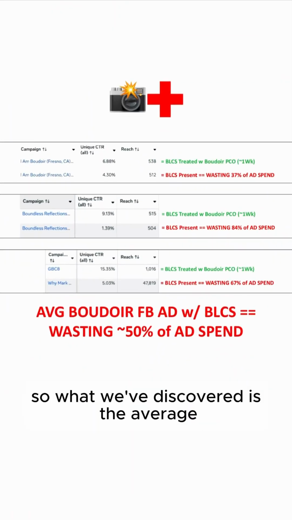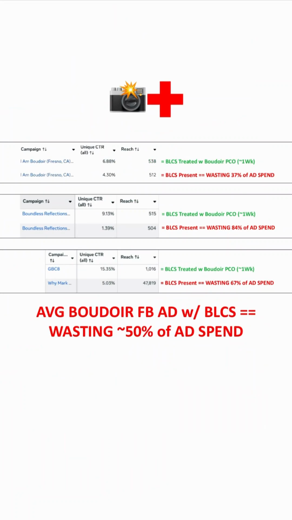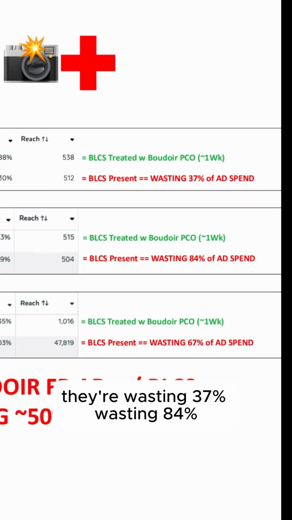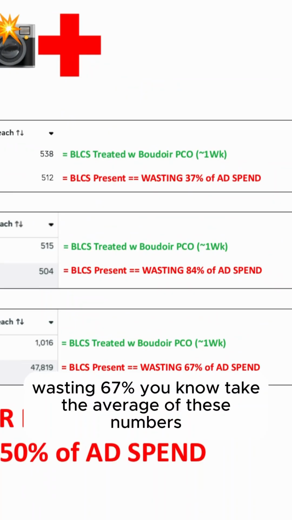So what we've discovered is the average Boudoir Facebook ad with BLCS is wasting about 50% of its ad spend. I mean, look at the numbers here. They're wasting 37%, wasting 84%, wasting 67%.